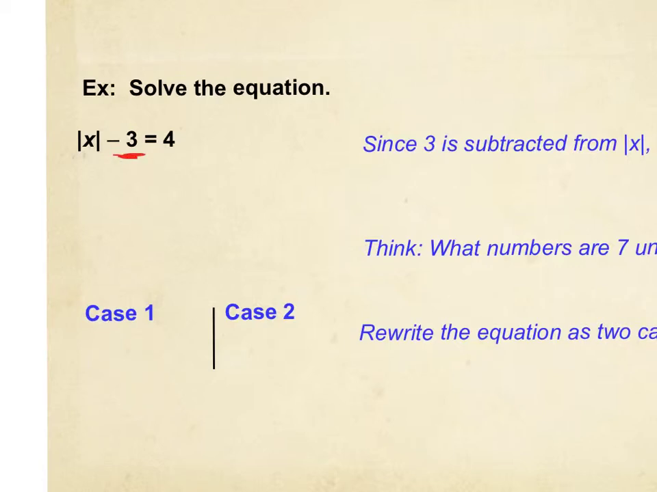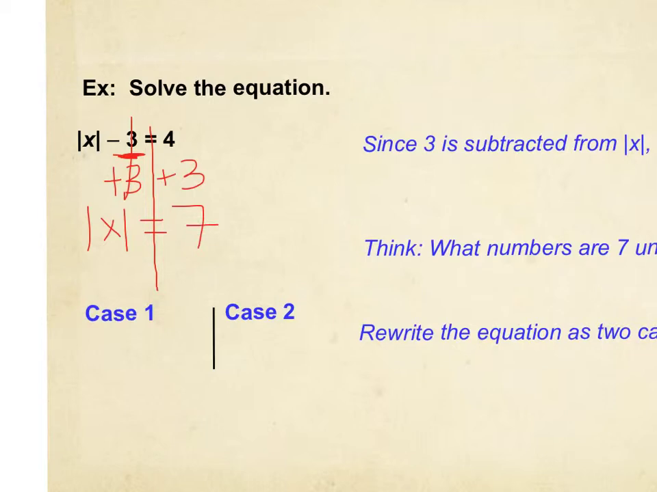I need to get rid of that minus 3 before I split it into 2 cases. So I'm going to add 3 to both sides. Remember, if you forget what both sides are, you can just draw a line down the equal sign. And now this reduces to 1. So I get absolute value of x equals 3 plus 4, which is going to be 7.